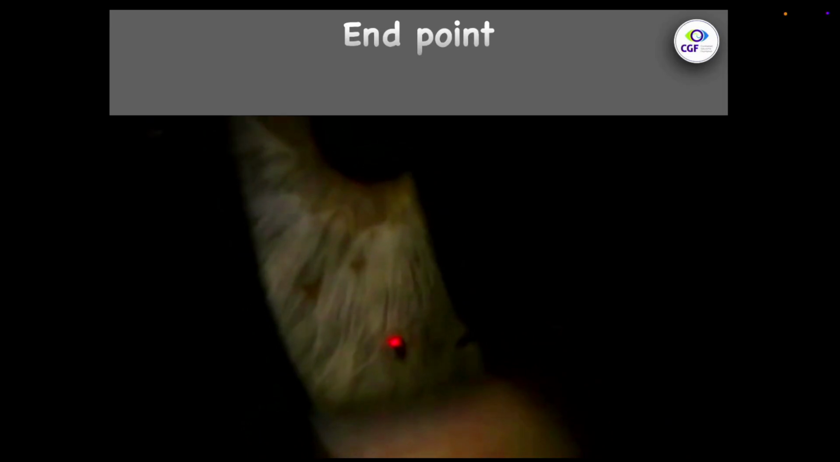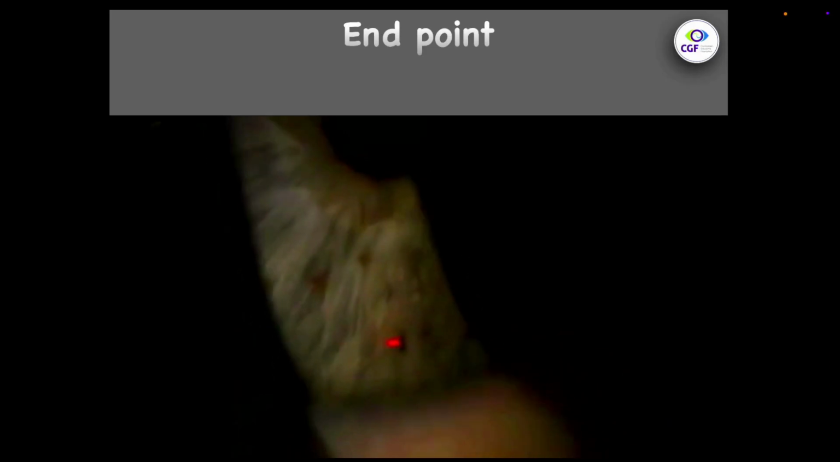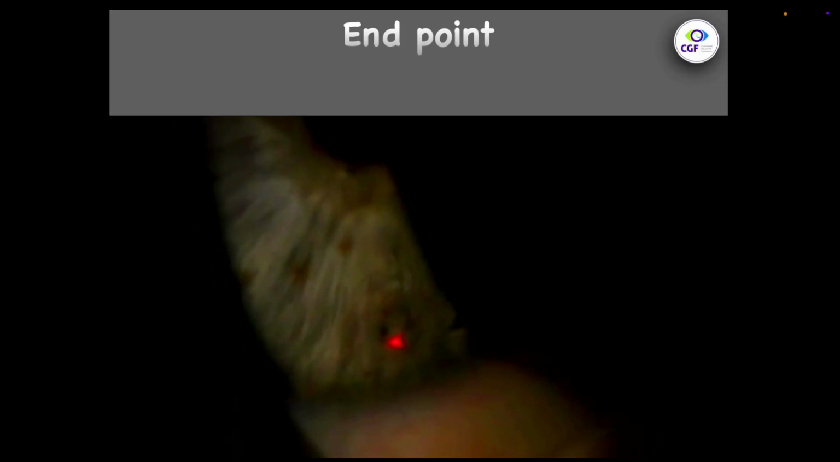Looking at the end point, the moment you do the laser, you look at whether there is a gush of aqueous coming in. You can magnify if you feel it is too small, so you can really appreciate the gush of aqueous with the pigments coming into the anterior chamber. Sometimes you may also appreciate the deepening of the anterior chamber. So that is the end point.